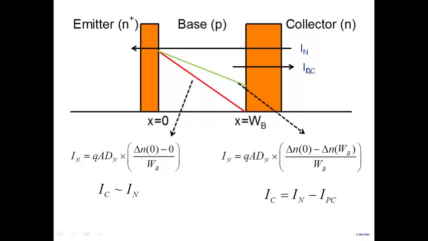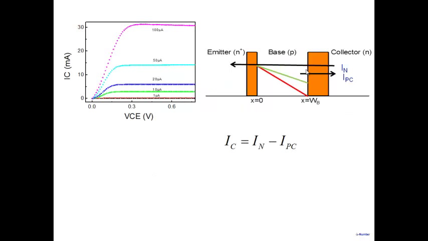Why would you say IN? Because you expect this whole current to be small, right? Okay, which is obvious, because let's look at the same picture here. So IC is IN minus IPC. Now note that suppose I start from here.